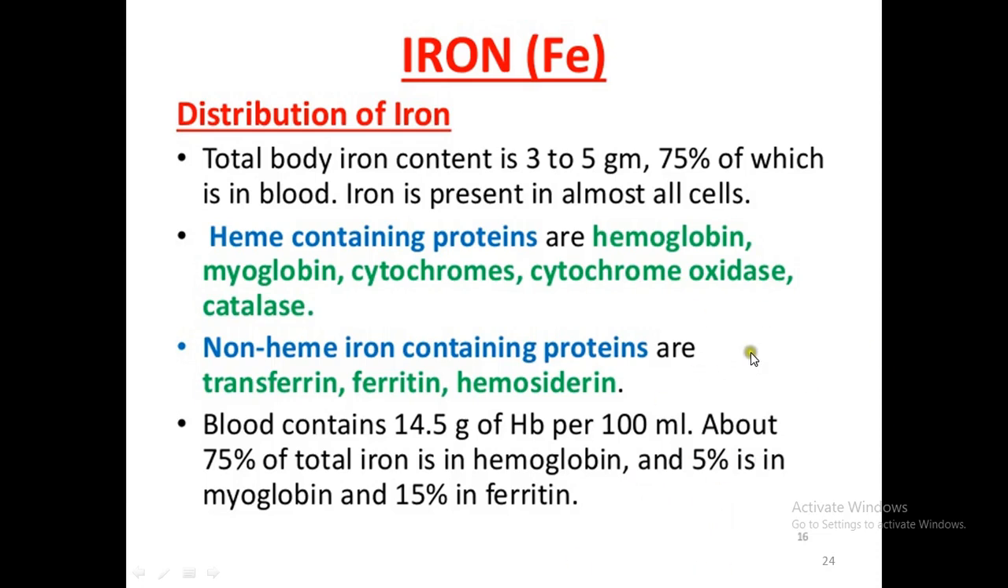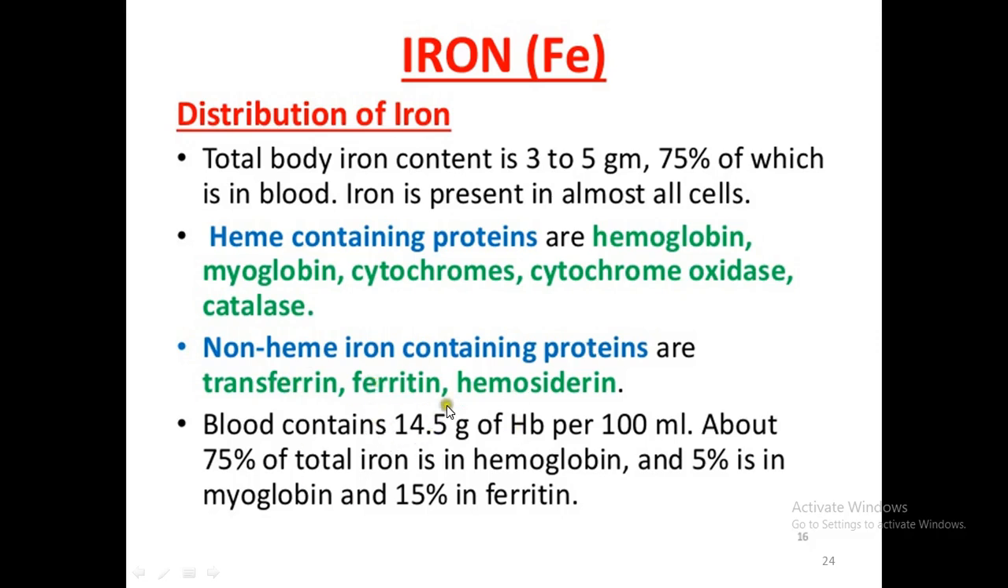So total body iron is 3 to 5 grams, 75% of which is in the blood, and iron is present in almost all cells of the body in the form of heme enzymes, non-heme enzymes, etc. Heme containing proteins are hemoglobin, myoglobin, cytochromes. These are of course the enzymes which contain iron: cytochrome, cytochrome oxidase, catalase. And the non-heme iron containing proteins are transferrin, ferritin, hemosiderin.